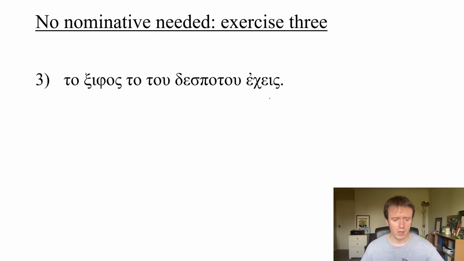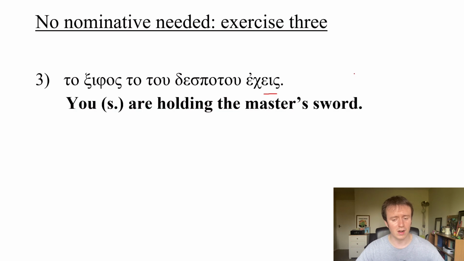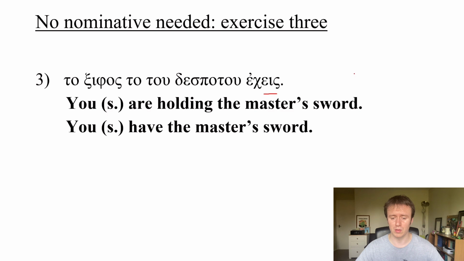Number 3 was toxipos totu despotu echeis. Echor is the verb to have or to hold. Here it ends in ace, and so we know that you singular are doing it, and therefore this sentence should have been translated as you singular are holding the master's sword, or you singular have the master's sword. It could be either, okay, because echor can mean either have or hold. You could have also had you singular hold the master's sword rather than are holding, of course.